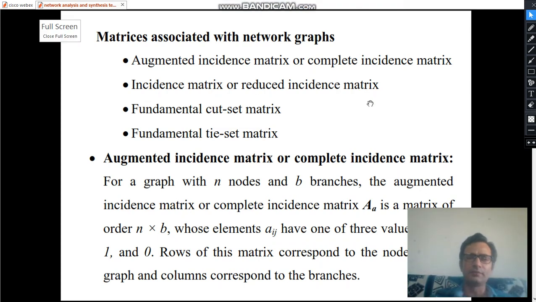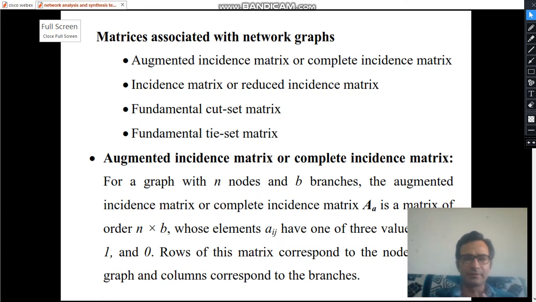In our last lecture, we have discussed basic definitions related to network graphs. What is network graph? What is subgraph? What is tree? What is twig? What is link? We have also discussed what are cut sets and tie sets. What are fundamental cut sets and fundamental tie sets? All these things we have discussed in our last lecture.